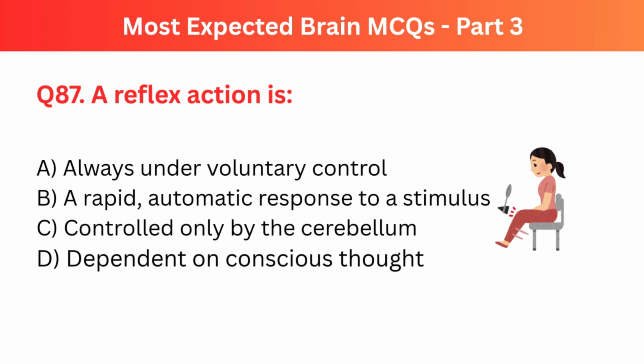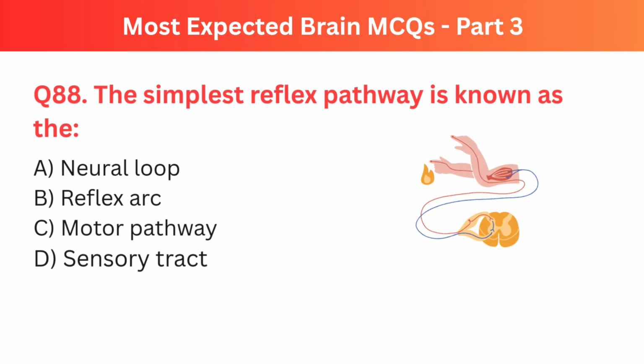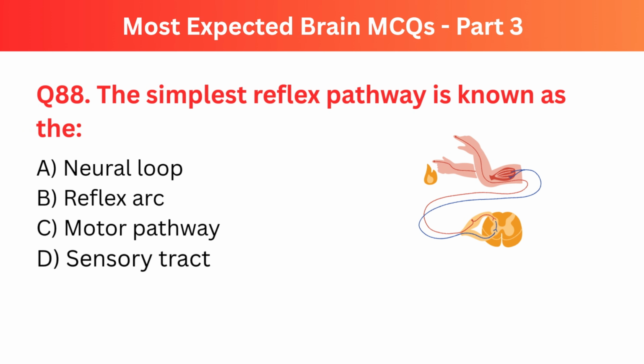Question number 87. A reflex action is. The right option is B. A rapid automatic response to a stimulus. Question number 88. The simplest reflex pathway is known as the. The right option is B. Reflex arc.